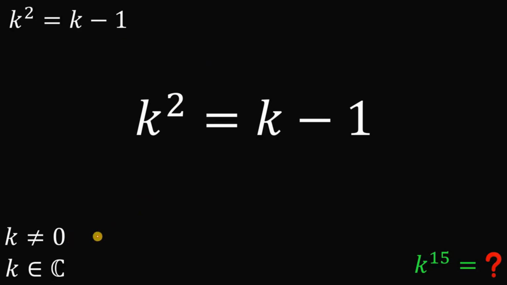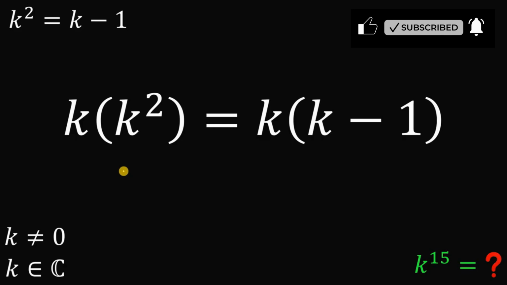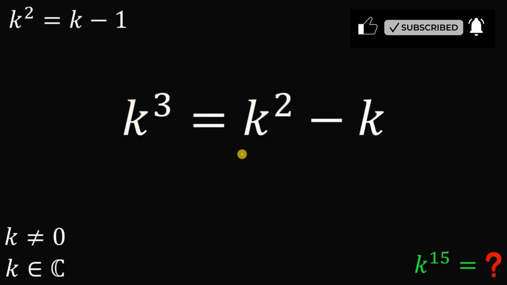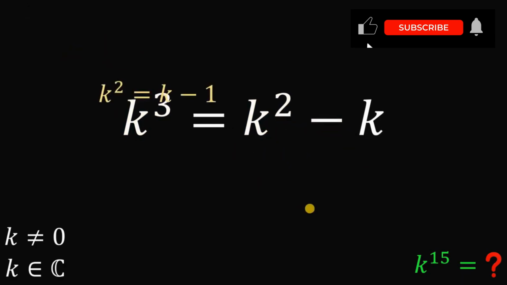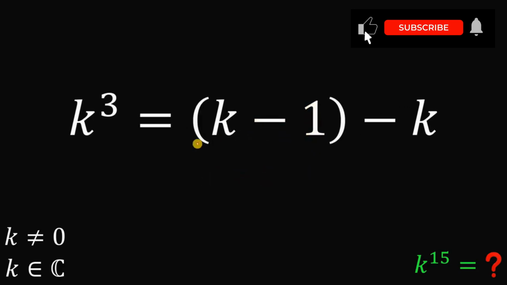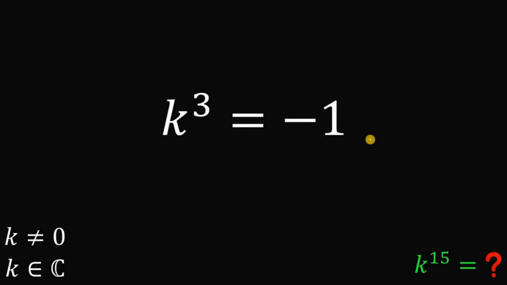So we know that k squared equals k minus 1. Now, what we're going to do is to use again this condition that k is not equal to 0. So let's multiply both sides by k again. The left-hand side is just k cubed, and on the right-hand side, we have k squared minus k. Now, we know the value of k squared. This is just k minus 1. So we can replace this k squared with k minus 1. Now, k minus k just cancels out or simply equals 0. So we have k cubed equals negative 1.